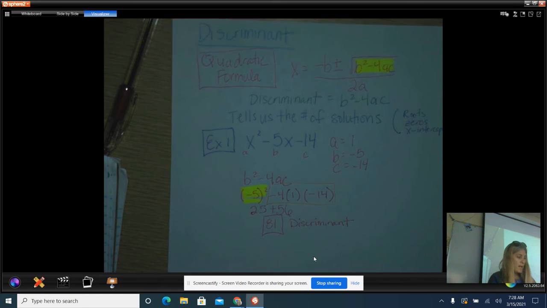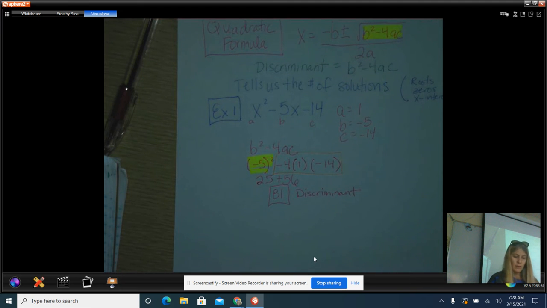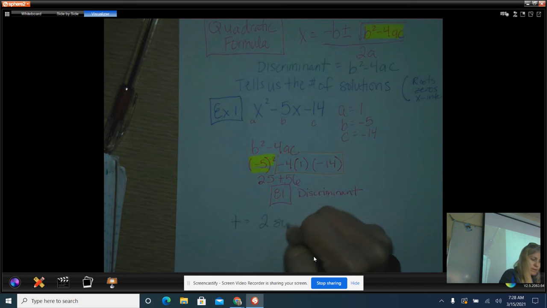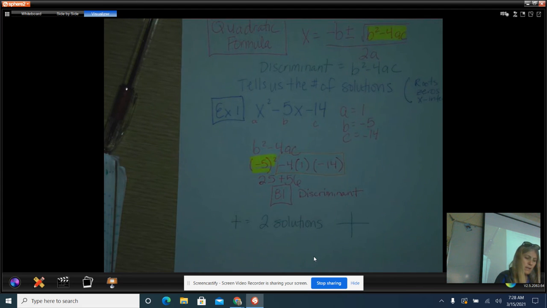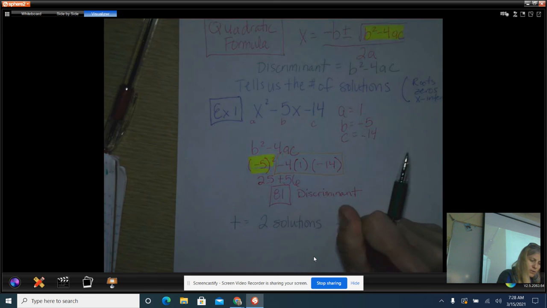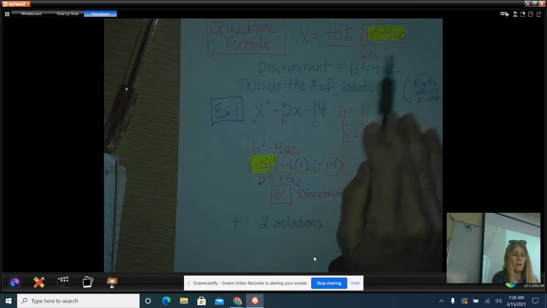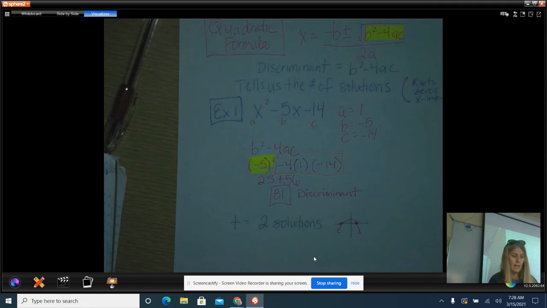Now we're going to take a look at that discriminant and analyze it. If that discriminant is positive, like it is in this case, then there are 2 solutions. And of course, 2 solutions means that our parabola crosses the x-axis in 2 spots. If we had this in our original quadratic formula, we would then take the square root of that portion. The square root of 81, of course, is 9.